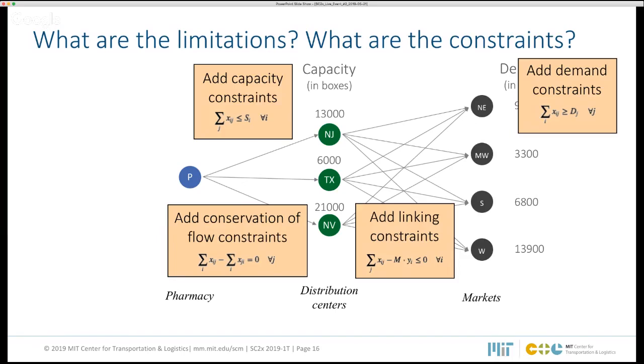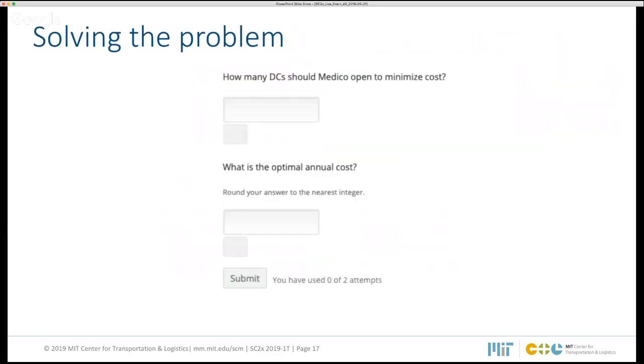Okay, so that's about the model. We're optimizing the total cost that is composed of the transportation cost plus the facility cost, and we are trying to fulfill the demand, subject to capacity constraints, conservation of flow constraints, and also linking constraints. Okay, so let's try to solve the problem. This problem is asking how many DCs we should open in order to minimize costs, and what will be the optimal annual cost. And to do so, let me show you an Excel spreadsheet. Let me see if I can share with you my solution.